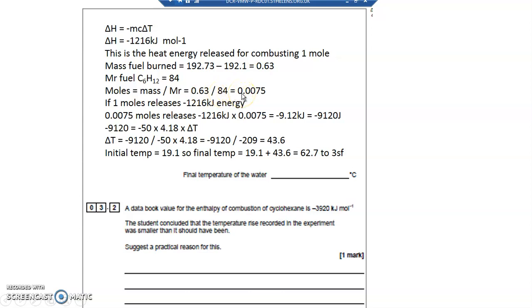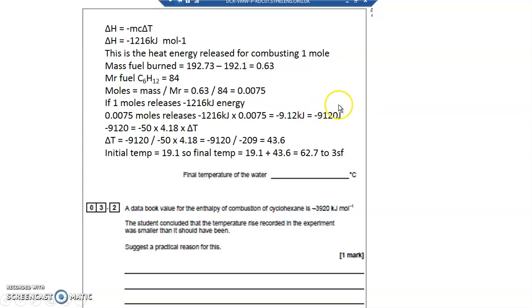I've used up 0.0075 moles of the fuel. So now I've got the number of moles of fuel that I've burnt. If 1 mole of a fuel releases 1216 kilojoules of energy, then 0.0075 moles releases 1216 multiplied by 0.0075. It releases minus 9.12 kilojoules of energy. Now, the kilojoules needs converting into joules for this equation here, so delta H here is in joules. So I'm going to multiply by 1,000, so it's 9,120 joules.